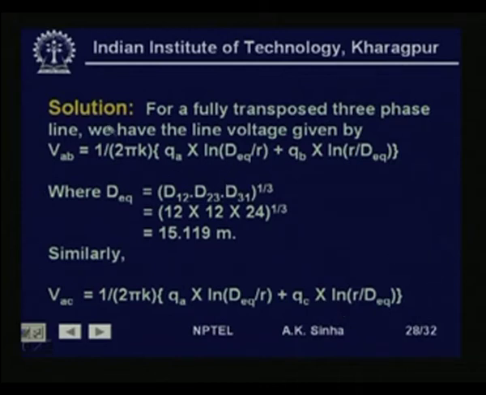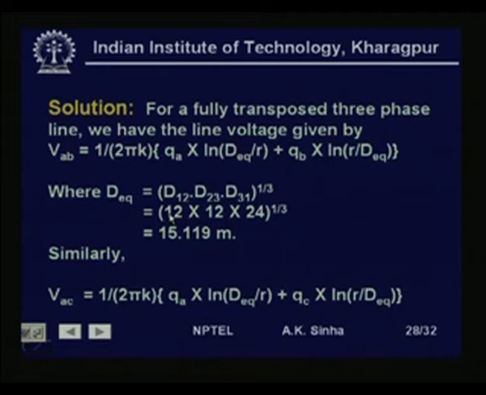So, for solving this, we will take the case of a fully transposed 3-phase line. The voltage is given by the relationship VAB is equal to 1 by twice pi epsilon into QA into ln DEQ by R plus QB into ln R by DEQ, where DEQ is equal to D12 into D23 into D31 to the power 1 by 3, that is the cube root of D12 D23 D31.